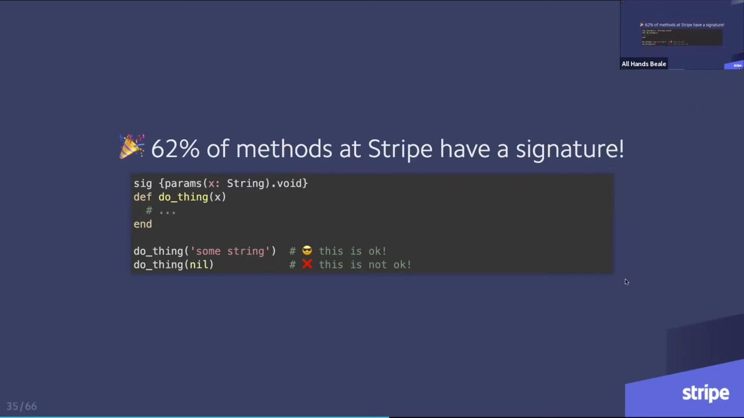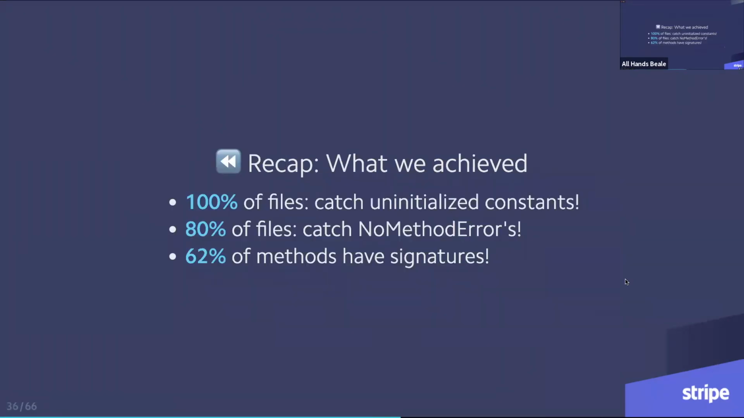And 62% of methods in Stripe currently have a signature. We can check it for a majority of them. So this is a recap. This is some indication of how many checks we can do now.